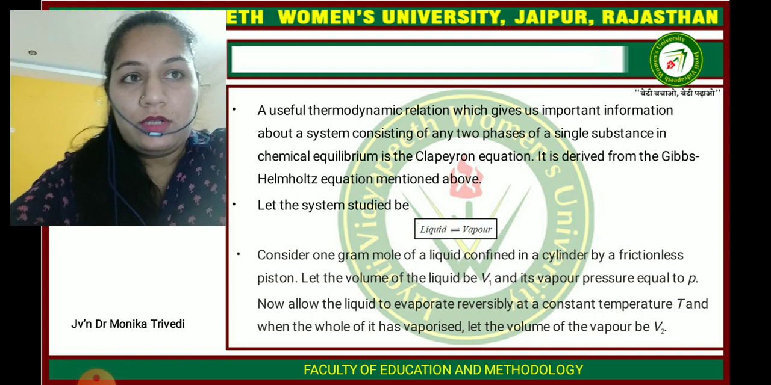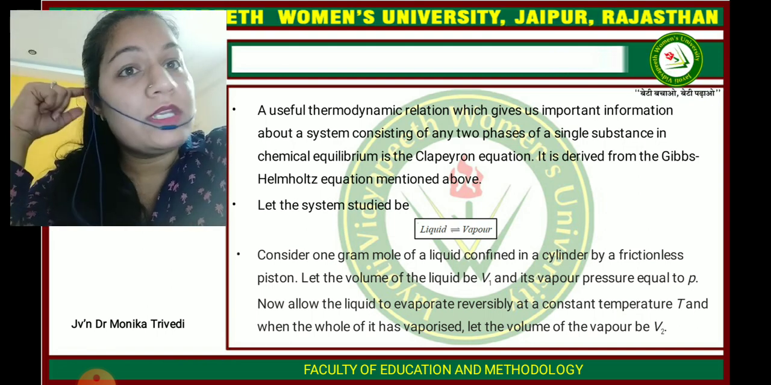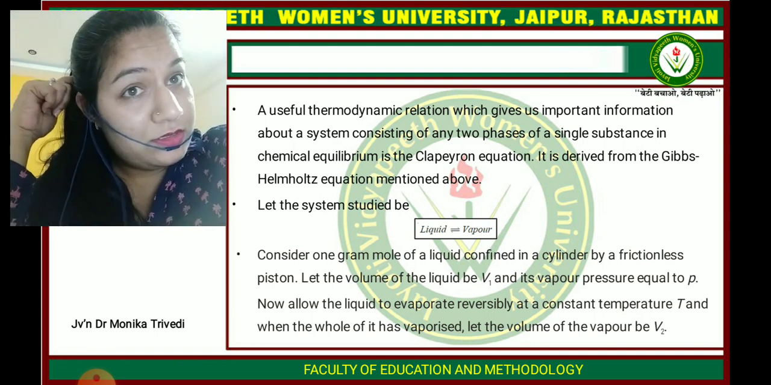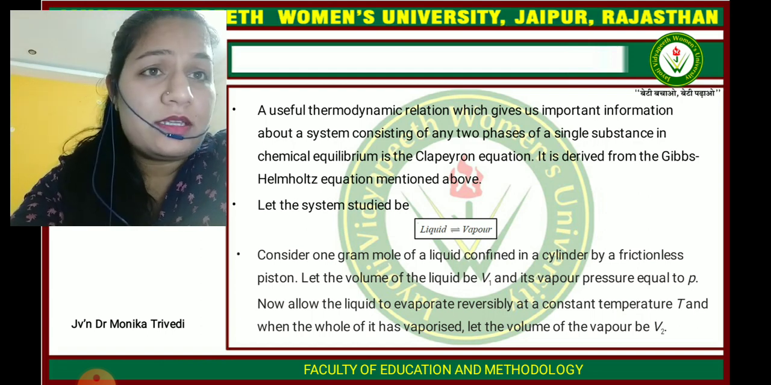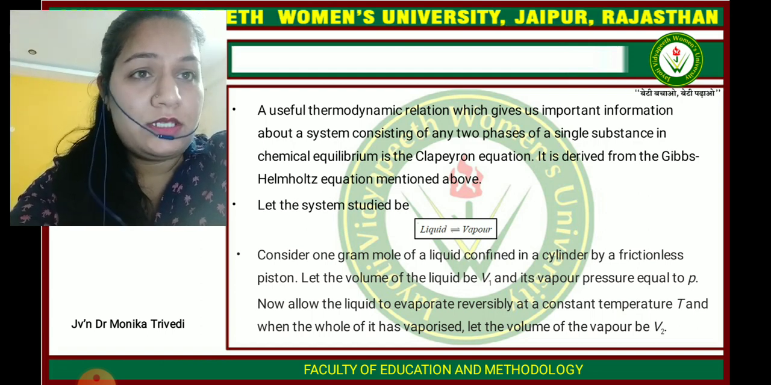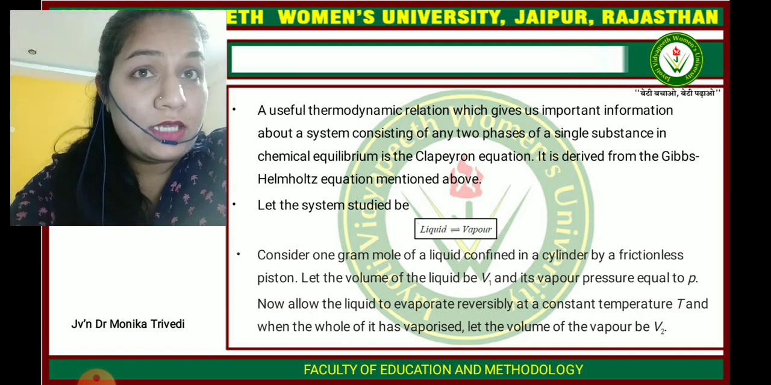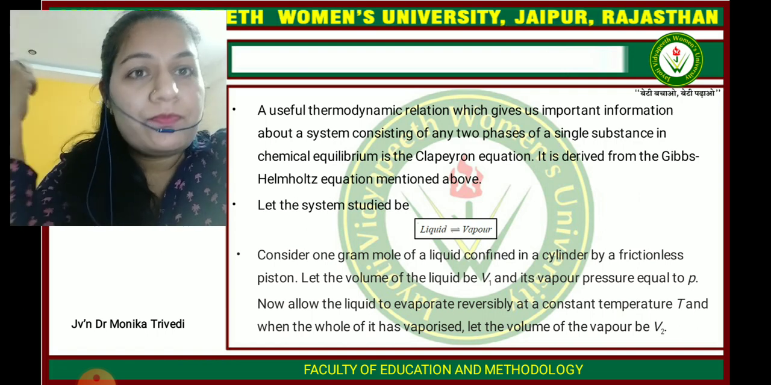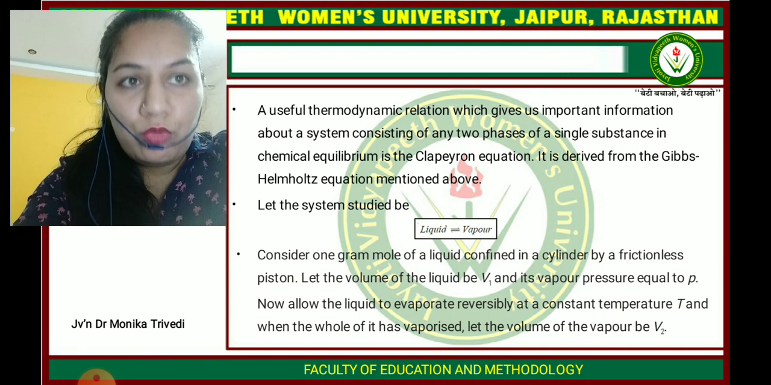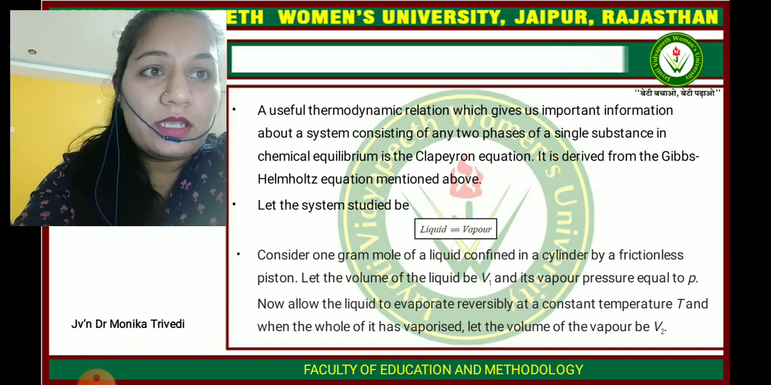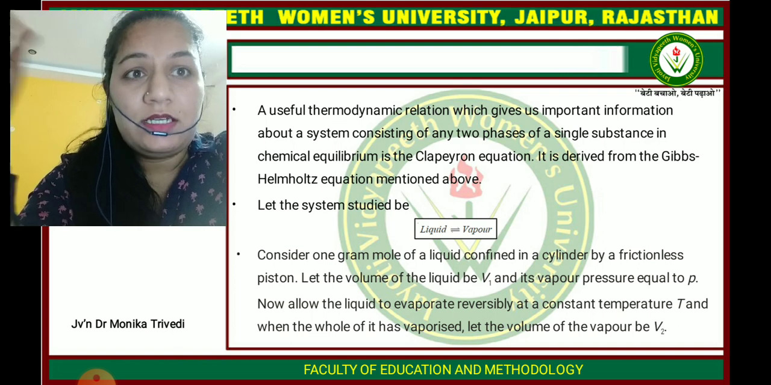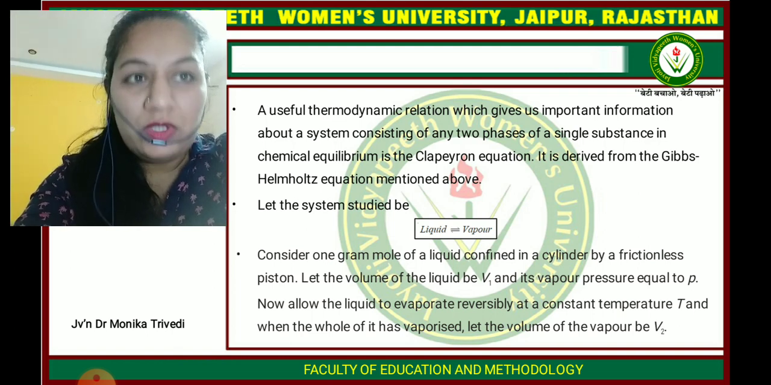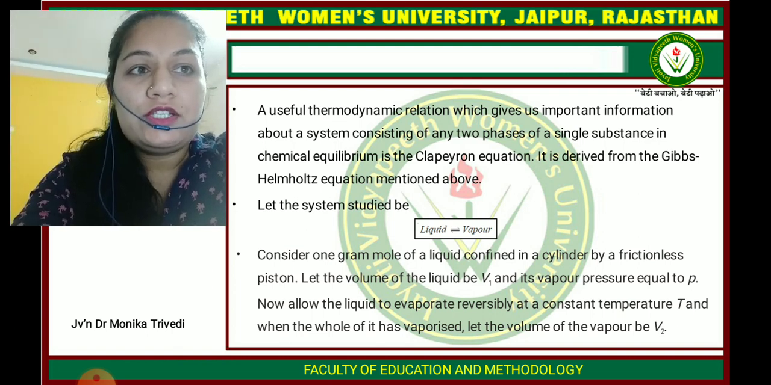The Clapeyron equation is derived from the Gibbs-Helmholtz equation. If we study a system where liquid and vapor are present, coexisting in chemical equilibrium, consider 1 gram mole of liquid in a cylinder with a frictionless piston. Let the volume of the liquid be V1 and its pressure equal to P.